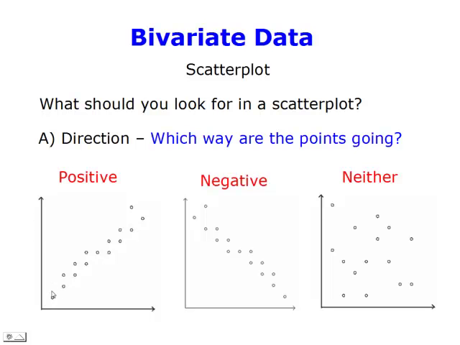In other words, if you were to draw a line that represents these dots, you would see that the line would have a positive slope. In the second example, if you were to draw a line that represents these dots, you would have a negative slope. And in the last example, you have a lot more scatter, so it would be really difficult to decide if you would have a positive or a negative sloped line.